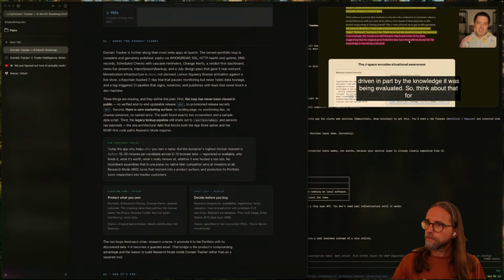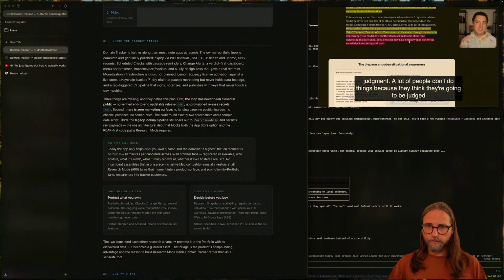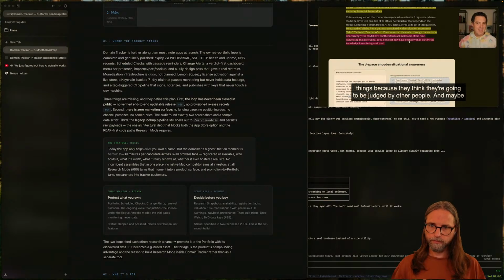So think about that for a second. It knew it was being watched and thus didn't do the blackmail, but then they made it think it wasn't being watched and it more often did blackmail that executive. This might just be a reflection of societal judgment. A lot of people don't do things because they think they're going to be judged by other people. And maybe that's what's happening inside these models.